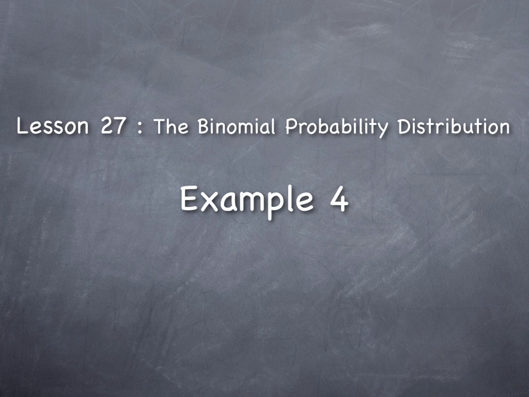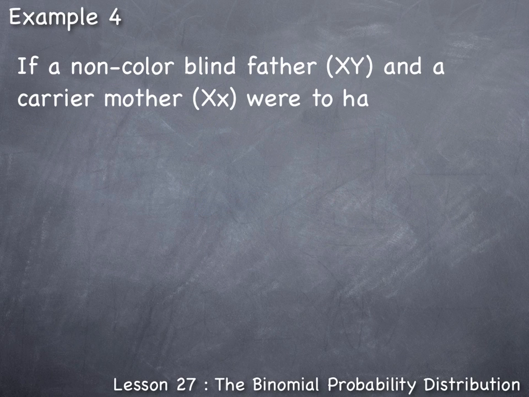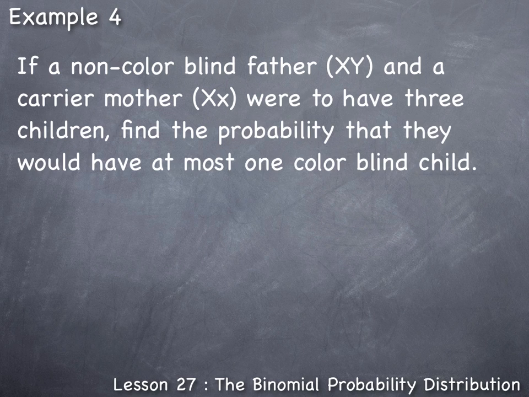Lesson 27, the binomial probability distribution. Example 4. If a non-colorblind father with genotype working X and Y and a carrier mother with genotype working X mutated X were to have 3 children, find the probability that they would have at most 1 colorblind child.